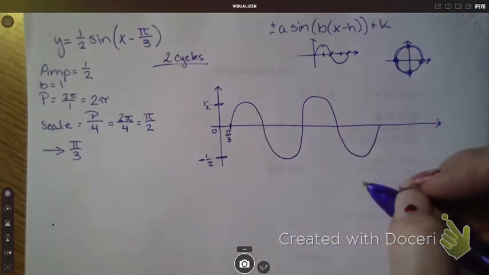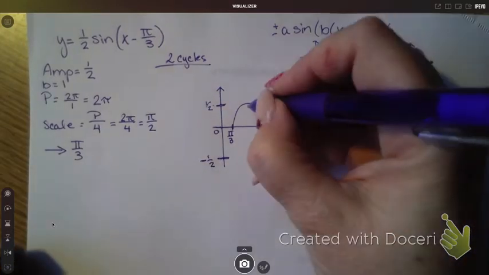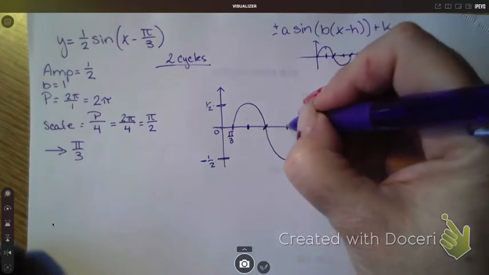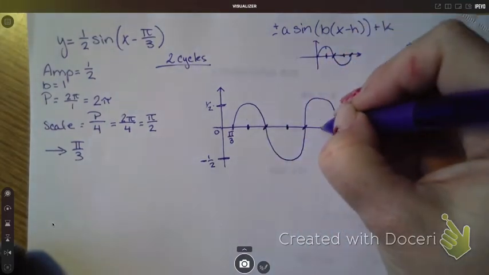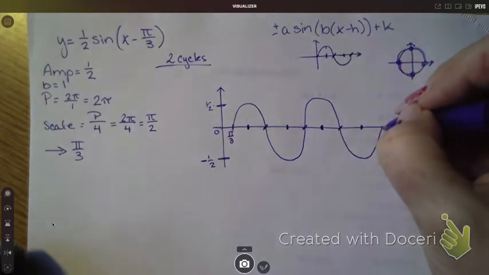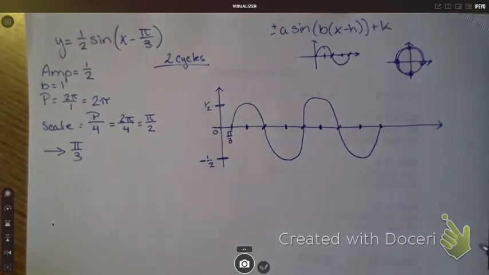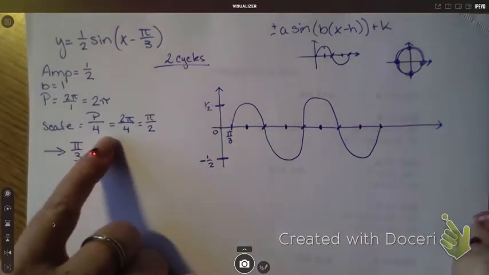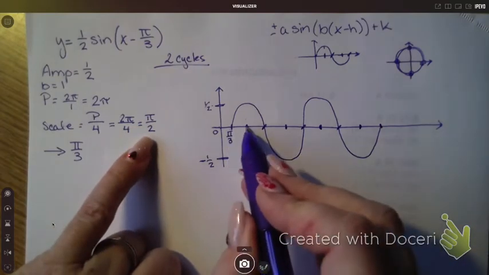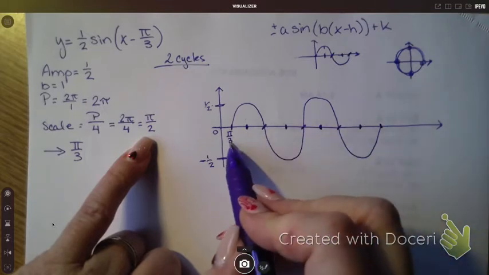Okay. So now this is what you have to label on the x-axis. You have to do all maxes, mins, and zeros. Okay. So here's a max, a 0, a min, a 0, a max, a 0, a min, and a 0. So all this has to be labeled. Oh my goodness. So my scale was what? Pi over 2. So that means every single one of these gaps is pi over 2, correct? But I'm starting at where? Pi over 3.